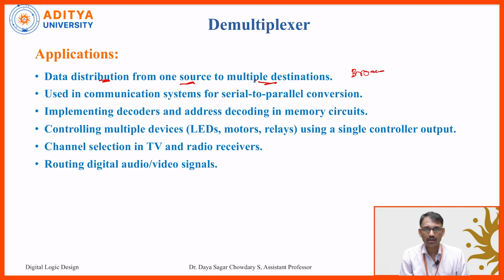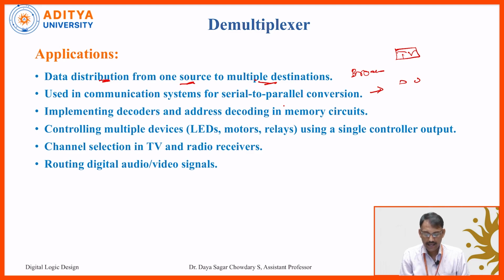We get a larger number of outputs, but the source is only one, that is the TV channel. Let us consider a series of TV channels like ETV, Maa TV, and so on, but the outputs are all the TVs in our homes. It is also used in communication systems for serial to parallel conversion. This is the major application for this demultiplexer.